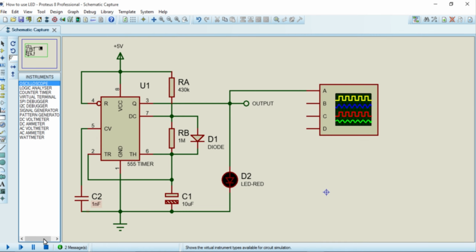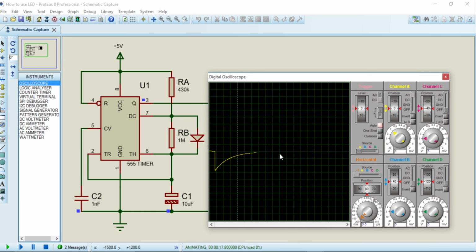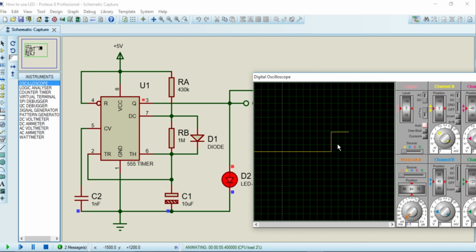Let us run the simulation. We should see how the capacitor charges and discharges. There it is. The capacitor is charging and at a certain point it is discharging. Let's switch the oscilloscope to DC. Here we see that the LED is on when C1 is charging and off when it is discharging, giving us a high and low output waveform for 30% duty cycle. That means the LED comes on for 3 seconds and goes off for 7 seconds.